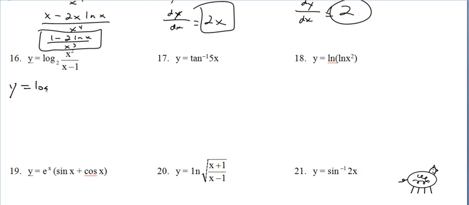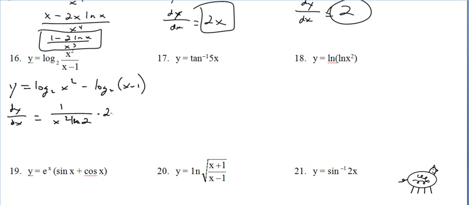So it's log base 2 of x squared minus log base 2 of x minus 1. Okay, and so dy/dx equals 1 over x squared ln of 2. Oops, ln of 2. And then again, don't forget to do the chain rule, times 2x. That is probably one of the biggest mistakes that people make, forgetting to use the chain rule. You're so into doing all the right work, and then you forget some basic stuff. Anyway, minus 1 over x minus 1 times ln of 2.